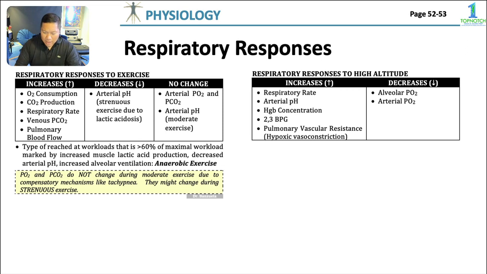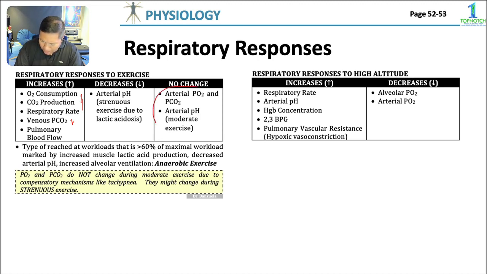Then finally, okay, these are the respiratory responses to exercise. Okay, increase oxygen consumption, CO2 production, increase RR, increase venous PCO2, increase pulmonary blood flow. So, nag-i-increase ang metabolism, nag-i-increase ang paghinga, nag-i-increase ang gamit ng oxygen, okay, during exercise.